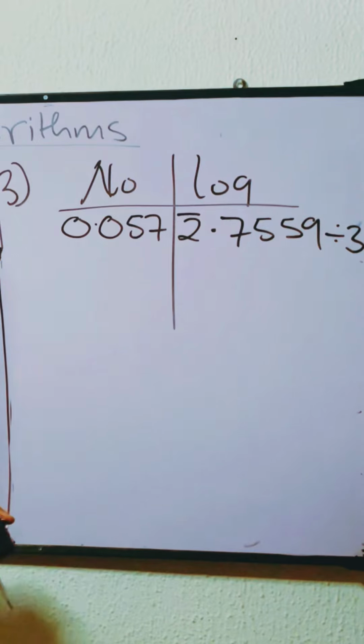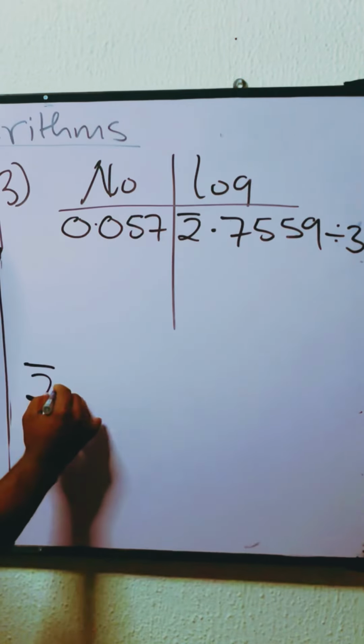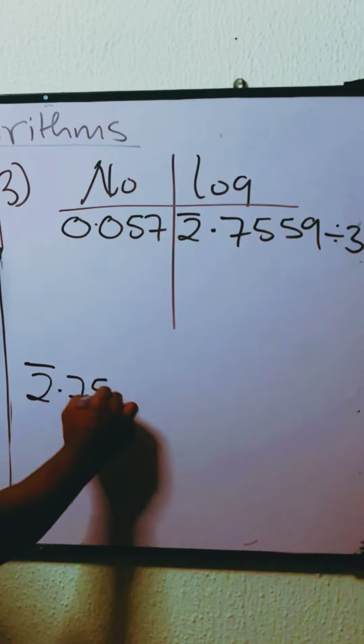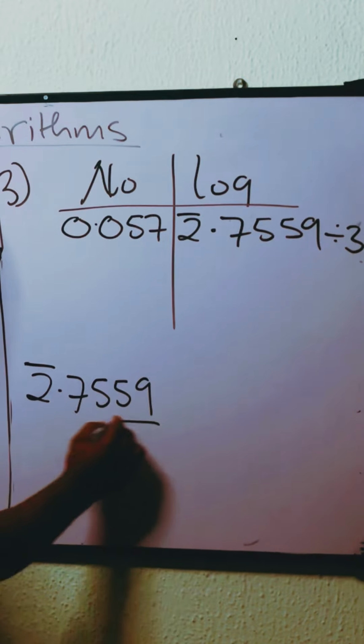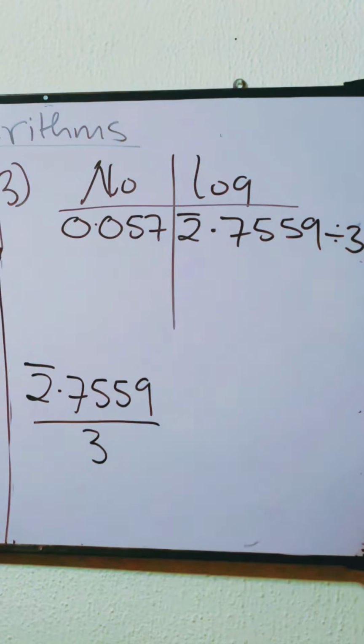to separate it. So what do we mean? We'll go to our rough work now and we'll show you what separation is. So this is bar 2.7559 divided by 3. Normally, as we said earlier, this negative here belongs only to the characteristic, and that's why it is put at the top. All right. So if we must separate this, we're going to follow a very tactical approach.